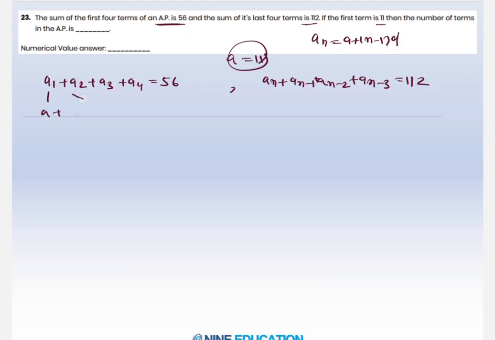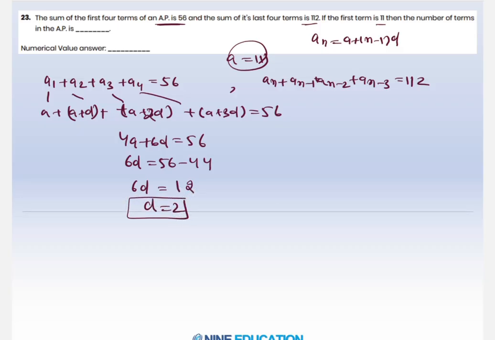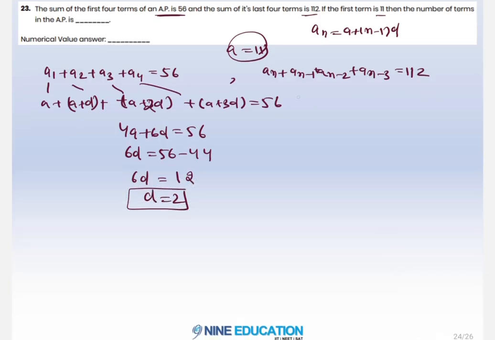This is a, a + d, a + 2d, a + 3d equal to 56. 4a + 6d = 56. Given a is 11, so 6d = 56 - 44. 6d will be equal to 12. So d should be 2. d is 2. Then we can just find it out.